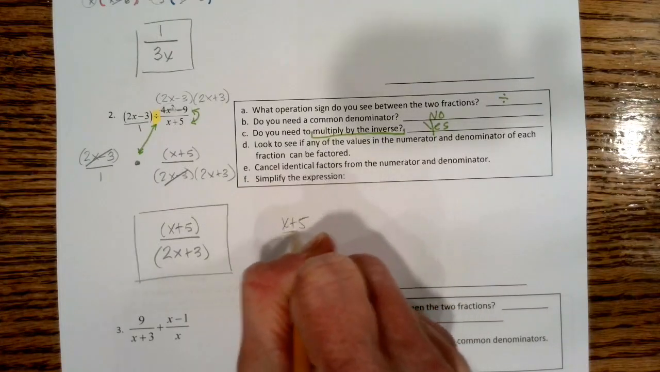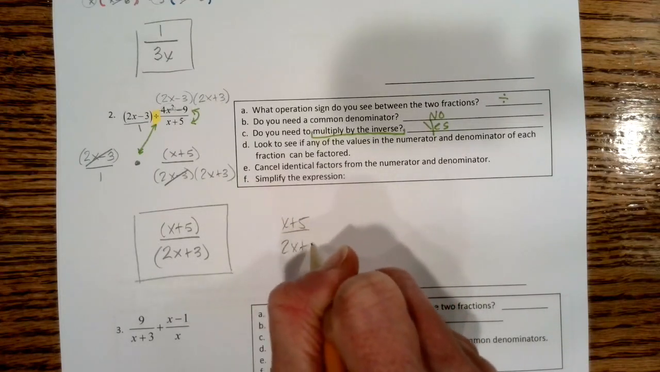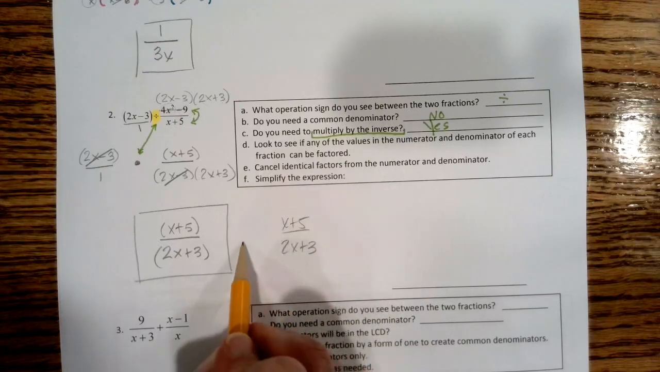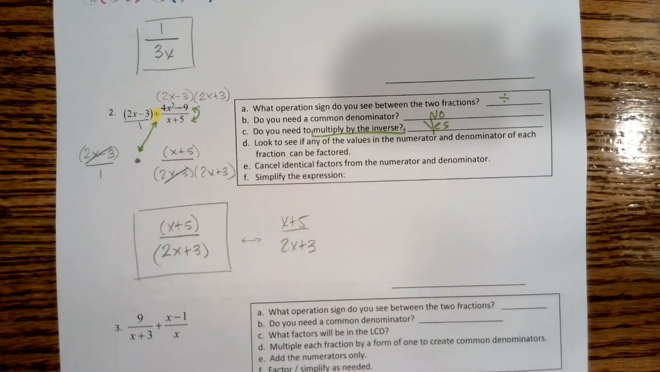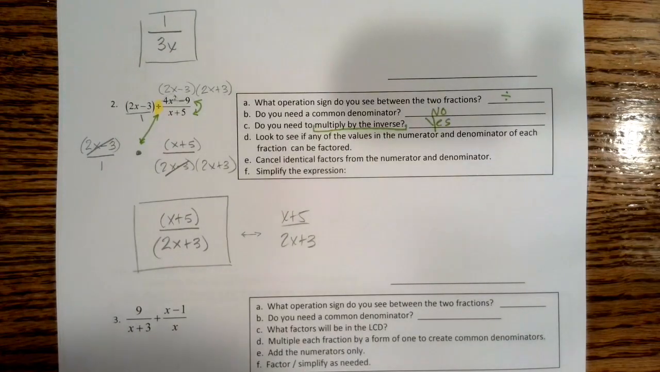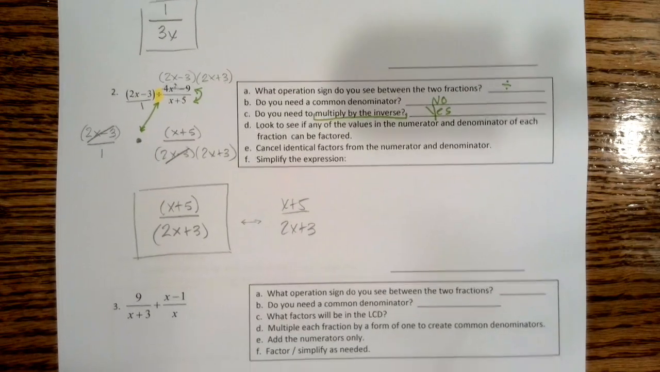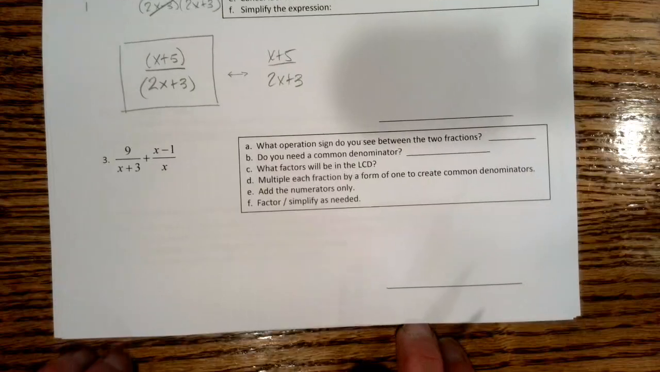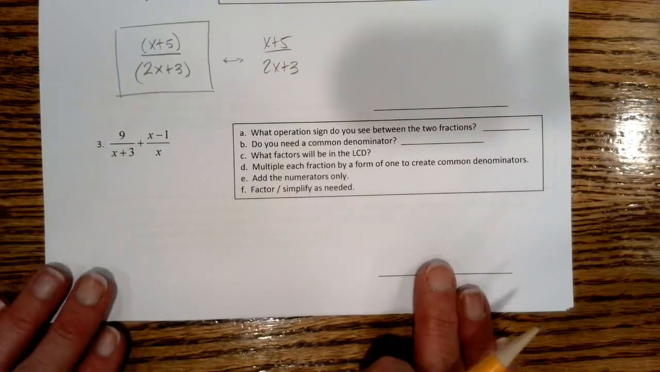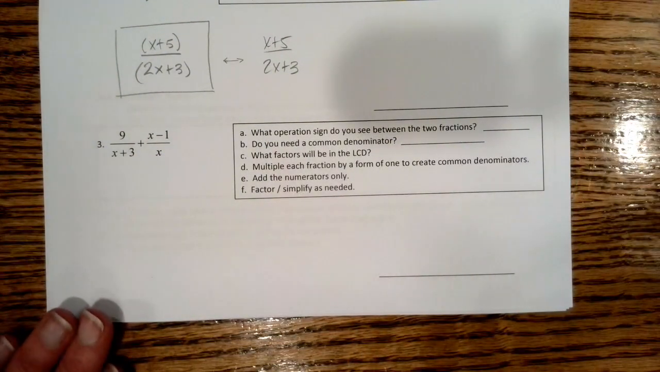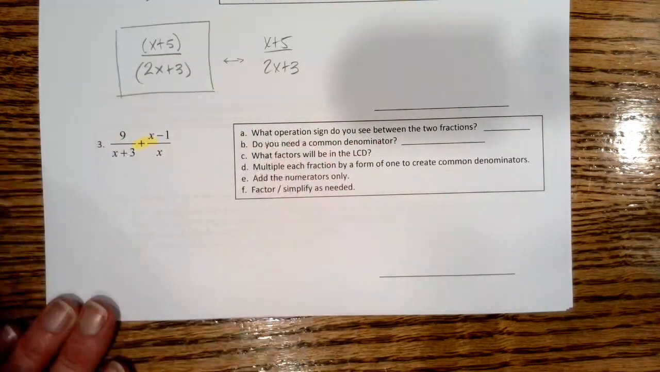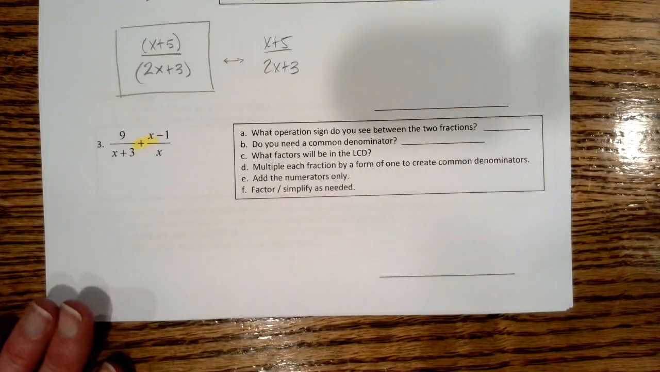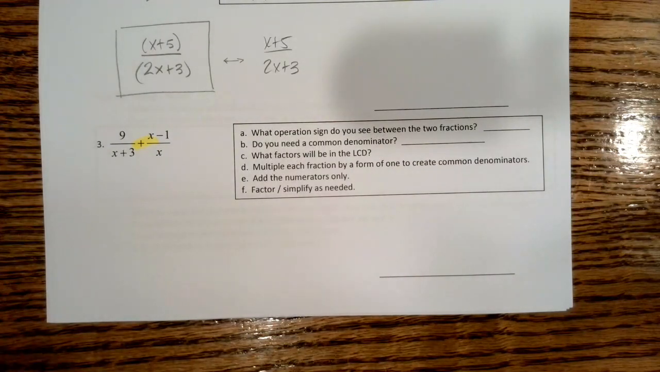If I wanted to write that as x plus 5 over 2x plus 3, these two values are the same. So those parentheses are more for clarity at this point than anything else. All right, let's take a look at number 3. When I look here for number 3, I'm going to take a look at what operation I have, and this is an addition problem. All right, so we have a whole new conversation here.